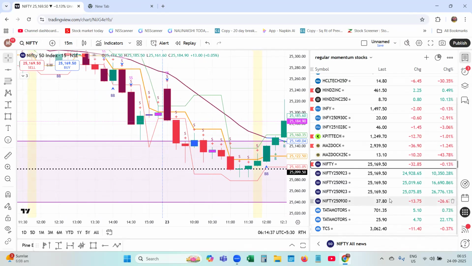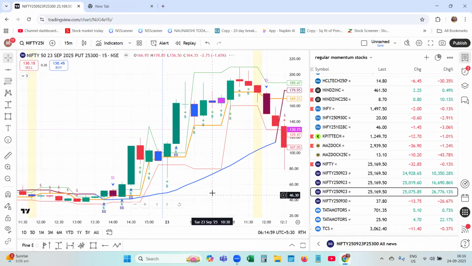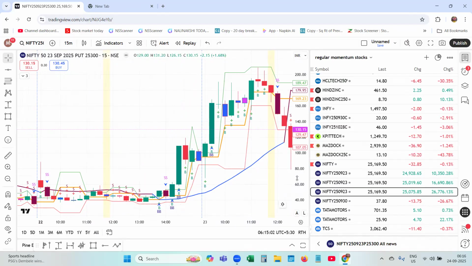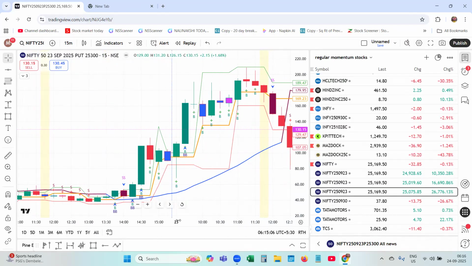See, suppose this, let me click on the put option. Most people trade on the put option. What is this? This is call. This is call. Where is the put option? Yeah. Let us take only the 25,300 put option. Let me go to the 23rd.